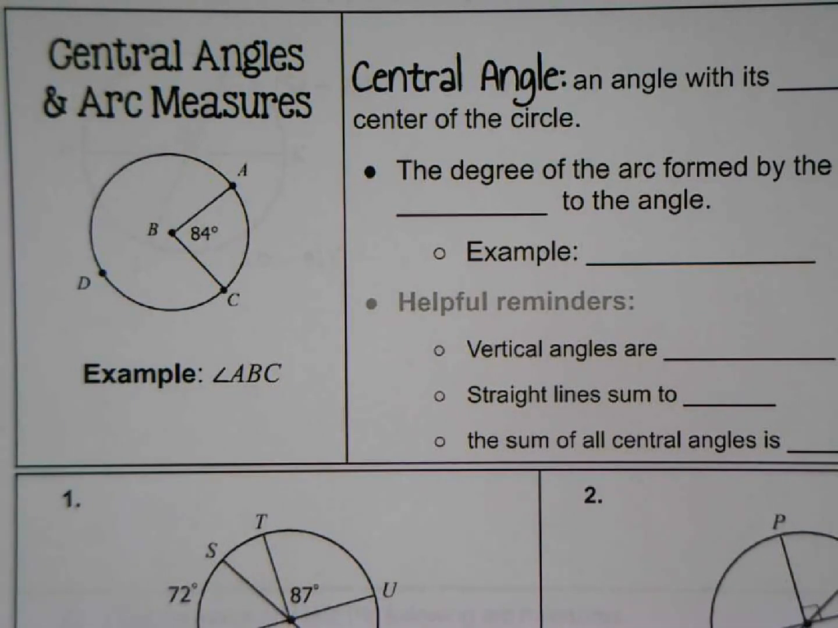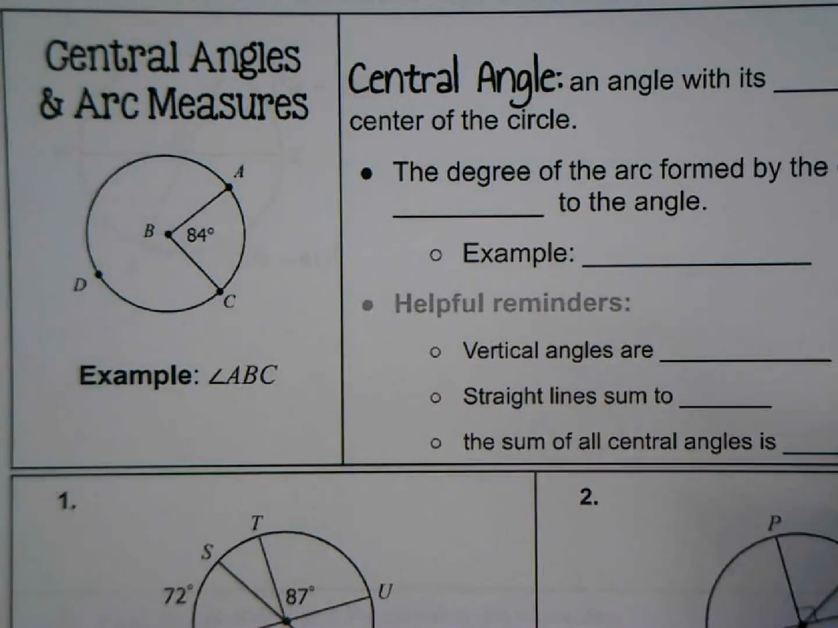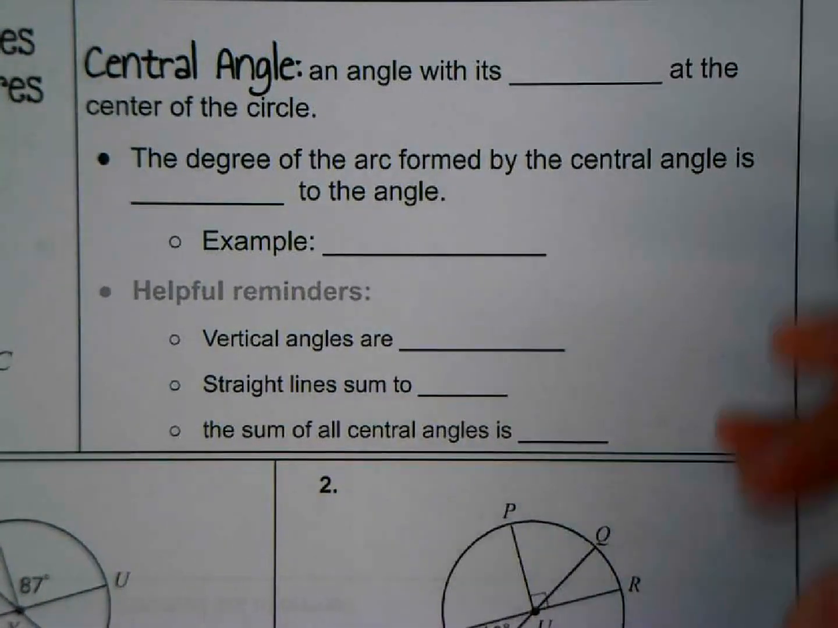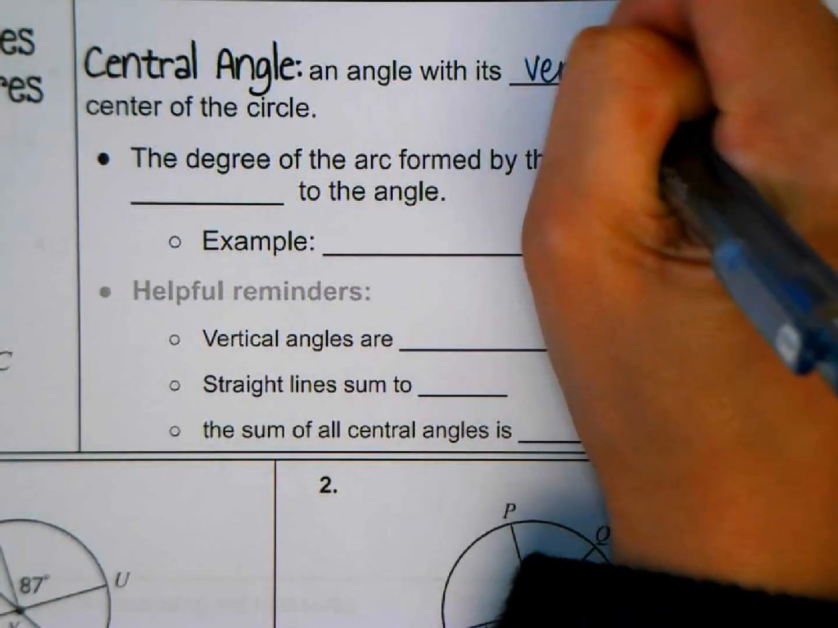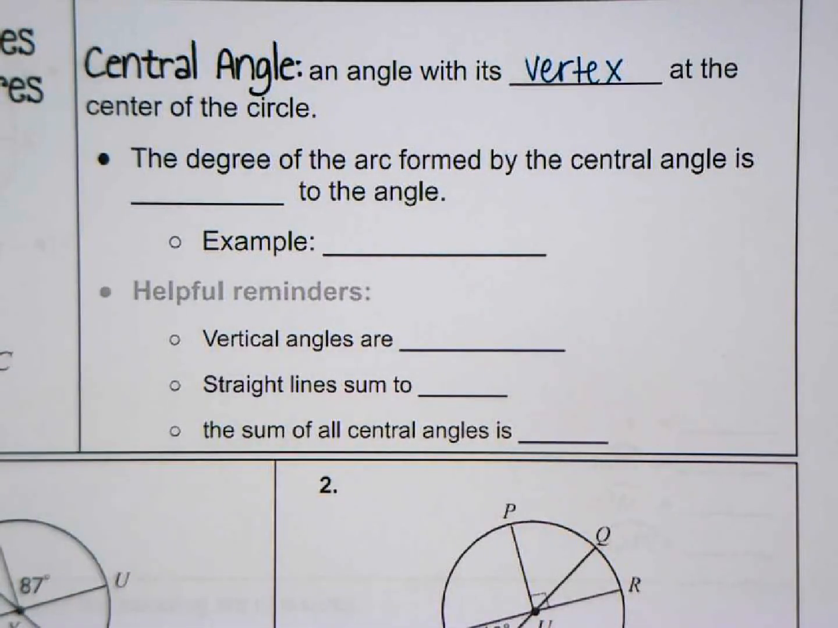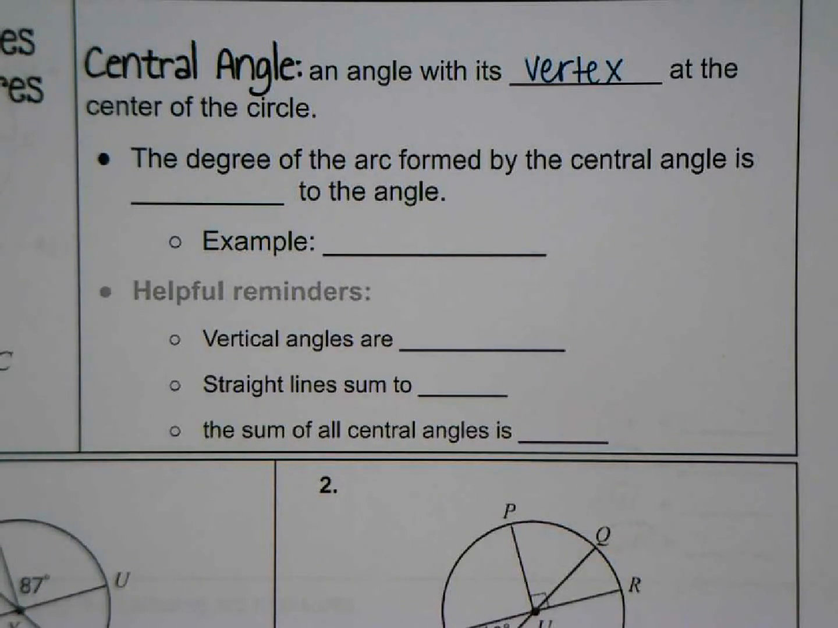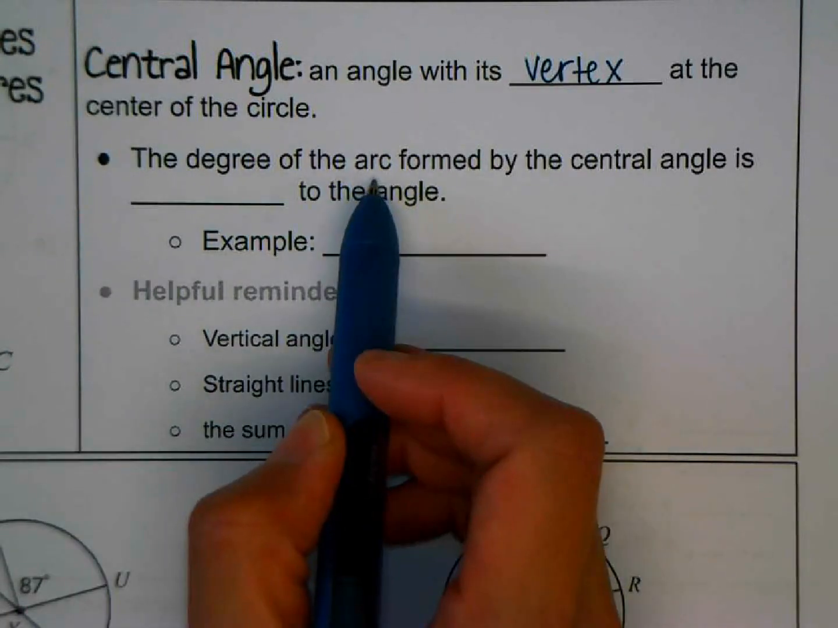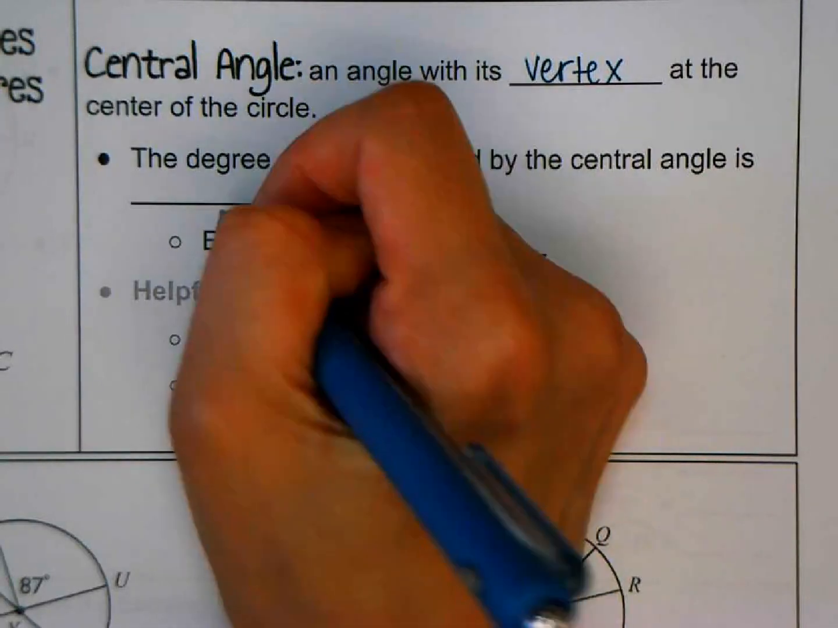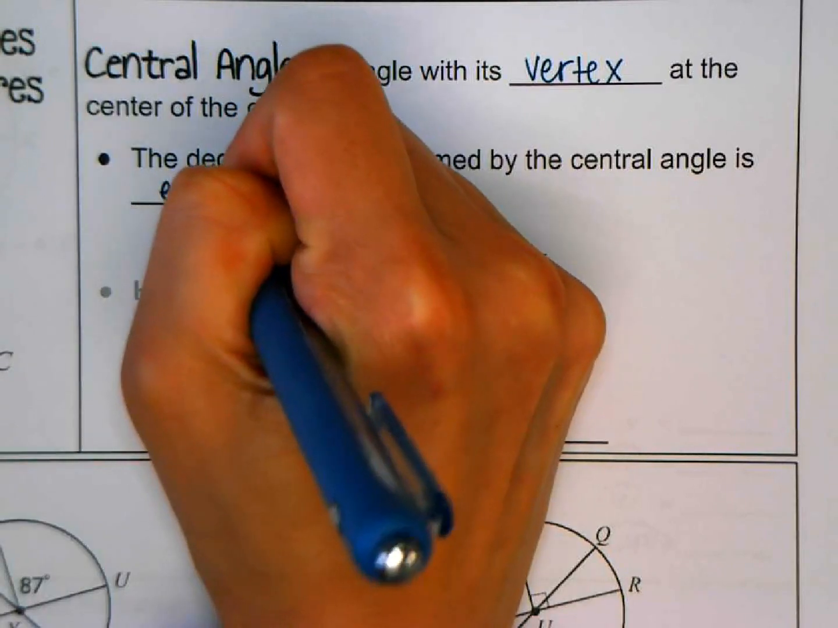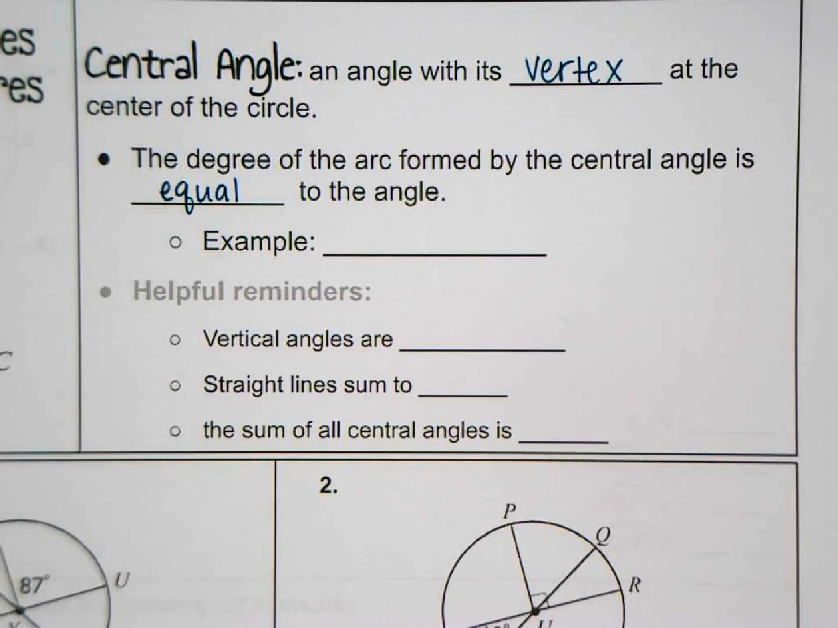Right. Let's talk about central angles and arc measures that go with those central angles in more detail. Okay, what is a central angle? It's an angle with its vertex at the center of the circle. The degree of the arc that is formed by the central angle is equal to the angle itself.